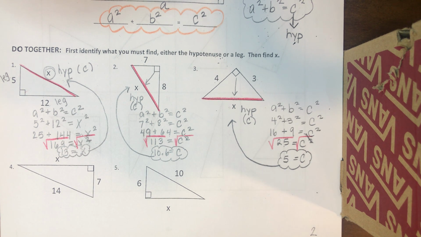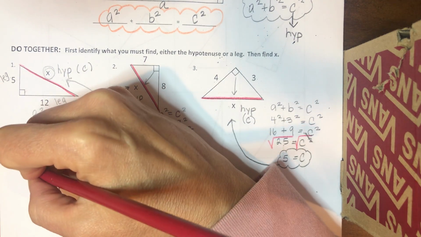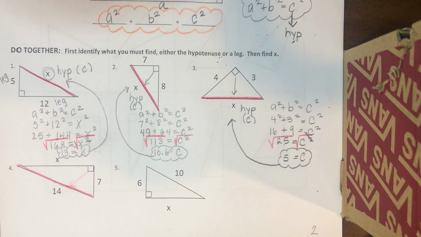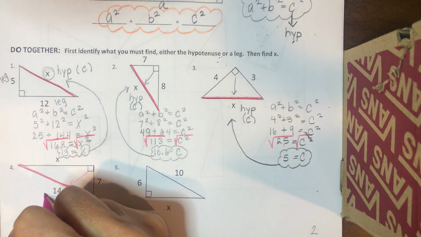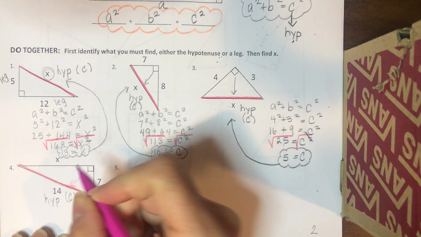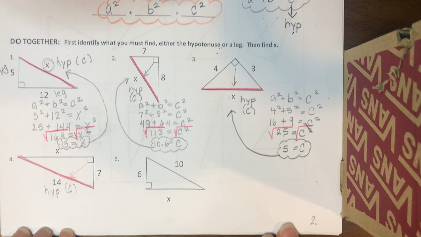So let's first identify where the hypotenuse is in number 4. Across from the right angle is the hypotenuse. So in this case, the hypotenuse is not x, the hypotenuse is 14. So this is our hypotenuse, and this is going to be our c. That means that x and 7 are our legs, and those are going to go in for a and b.